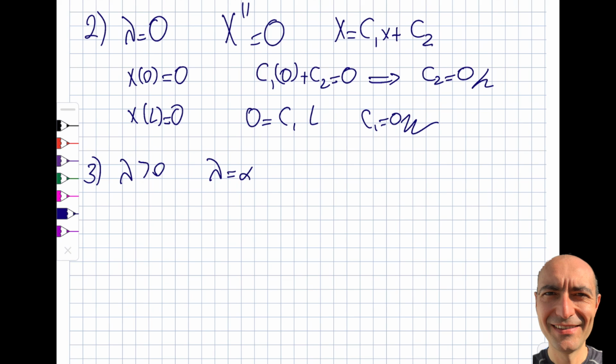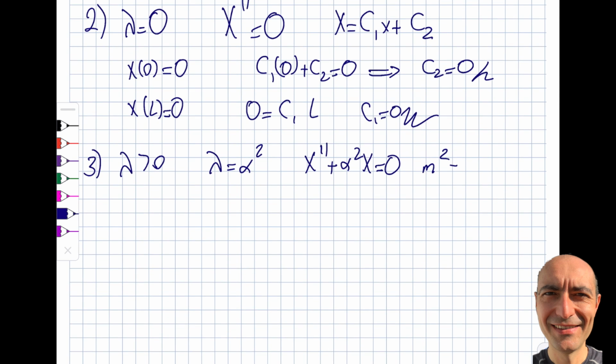Lambda is equal to alpha squared, which is positive, right? So x double prime plus alpha squared x is equal to 0. From this auxiliary equation, m squared plus alpha squared is equal to 0. I got m1,2 equal to minus or plus alpha i, right? So if I write this in trigonometric form, I get c1 cosine alpha x plus c2 sine alpha x.